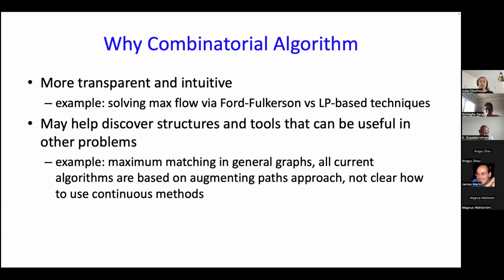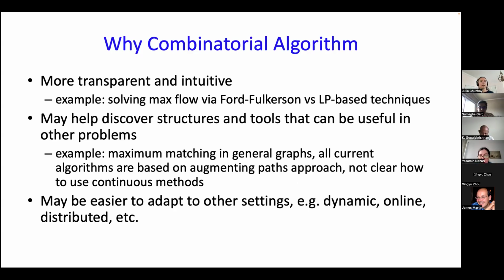Second, these are really basic problems. So getting good algorithms for them can help us discover structures and tools that can be useful in other problems where we don't know how to use continuous techniques. And here, one motivating example is maximum matching in general graphs. So it's a much more difficult problem. And this problem has an exact LP, but that LP has exponential size. And right now, we don't have any method to apply continuous techniques to this problem. So currently, all algorithms use combinatorial techniques and the augmenting path approach. So if we want to get faster algorithms for this problem, it looks like we should first get good combinatorial algorithms for bipartite matching, which is much easier.